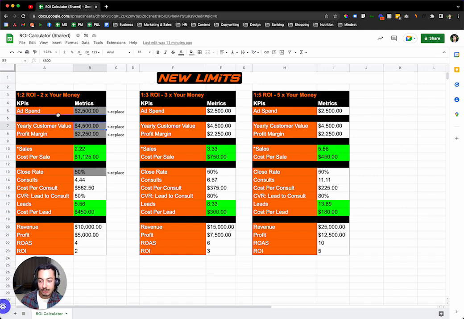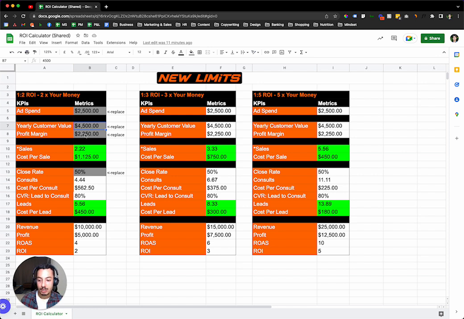So let's say you're spending $2,500 per month on your advertising campaigns, and you are a landscaping company, and your yearly customer value is 4,500. So maybe you do some maintenance work for them every month, or it's a one-off job. And in that year, you can make 4,500 from every single customer that comes through on average, based on your accounting records.